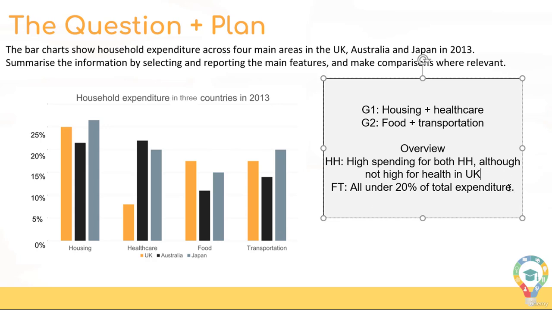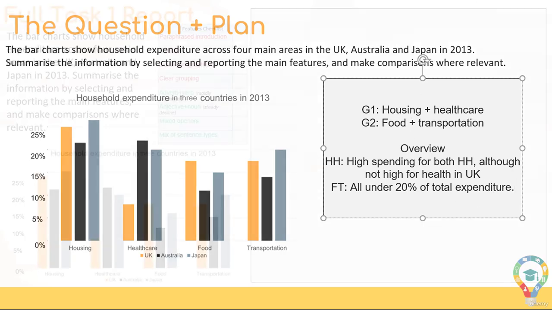Now, you may think that I've gone into giving a figure or a fact for this, for the food and transportation, but it's an overall statement, and that's what the overview is. It gives us an overall idea of what is happening in the data. And then in the detail paragraphs, we can go into more specific figures. Okay, so that is my plan finished.